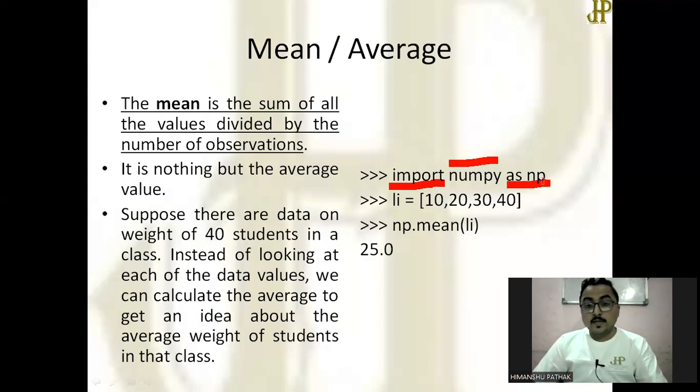Now, I have taken a list, and in the list there are 4 values. Now, how to calculate the mean? So, np.mean, and then in the argument you have to supply the list. You will get the mean value. So here you can see that around 25, all the elements in the list are spread out. Clear? Now, moving on further, median.